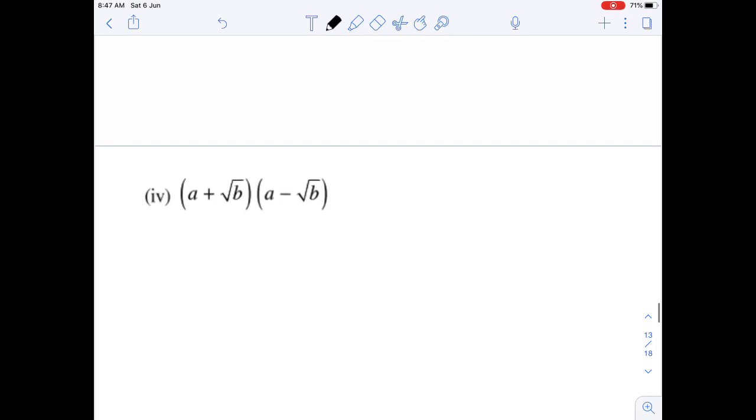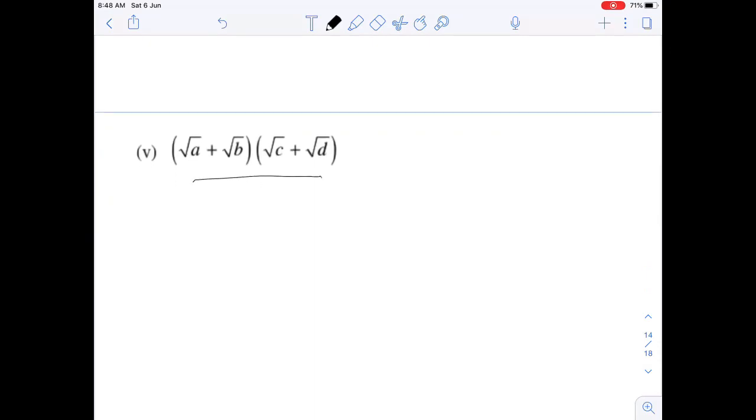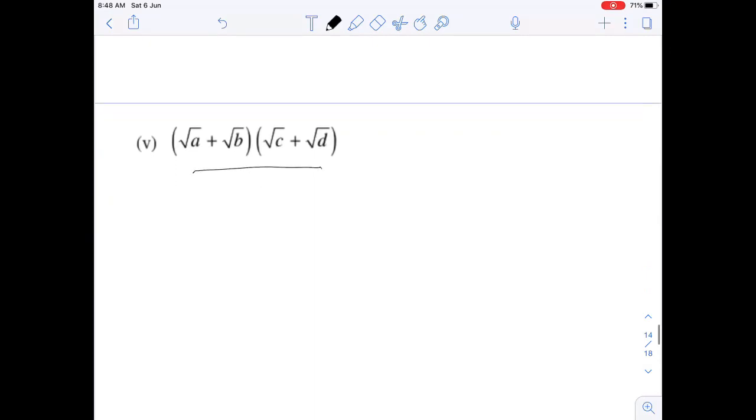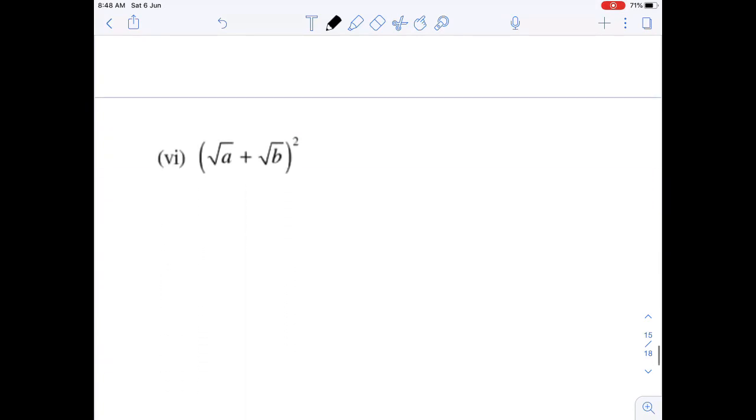Now similarly you have to solve for this one: what will happen when this a plus root b is multiplied by a minus root b. You have to multiply this one and make a rule for it. Let us see whether you are able to make it or not. After that we have to proceed further. For the next rule you have to multiply this one also and get one rule for that one. Now the last one, that is the sixth one.